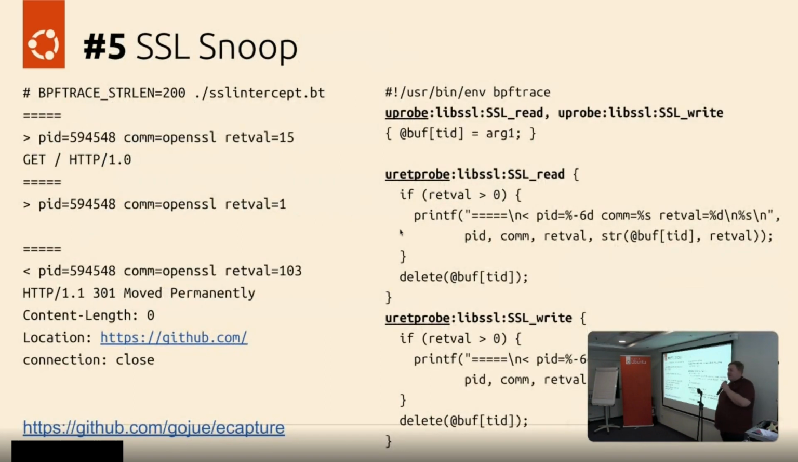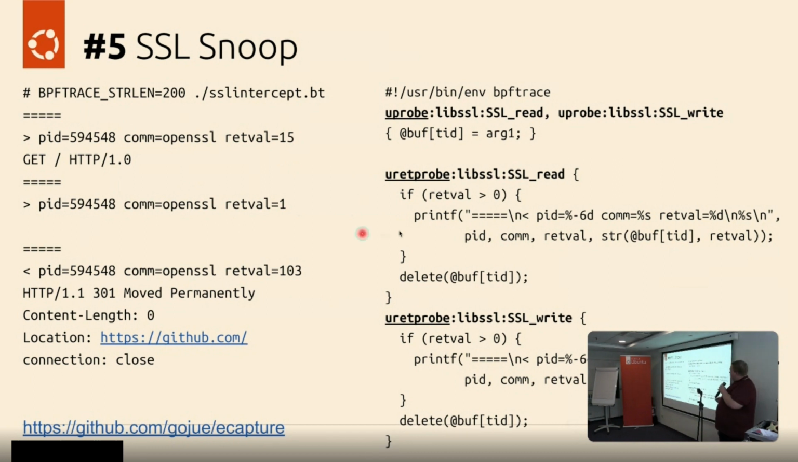The last one is one of my favorites, because it feels like you shouldn't be able to do this, but you can. Before SSL was so ubiquitous, if you wanted to see what a program was doing and you used strace, you would see all the bytes it would read and write on the network. The problem with SSL is that all you get is a bunch of encrypted gobbledygook, and you can't really see what the HTTP request is or whatever.